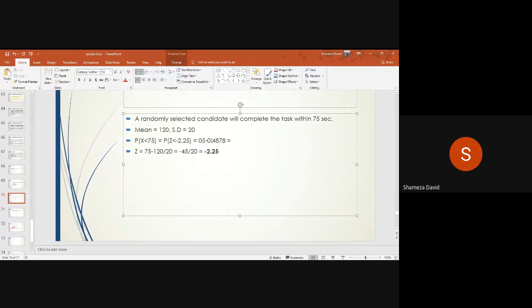It's going to give you a small value. Remember, up to 2.5 standard deviations, there are not many values that will fall outside of that. 0.5 minus 0.4878, and you'll be left with a very small value, 0.01.